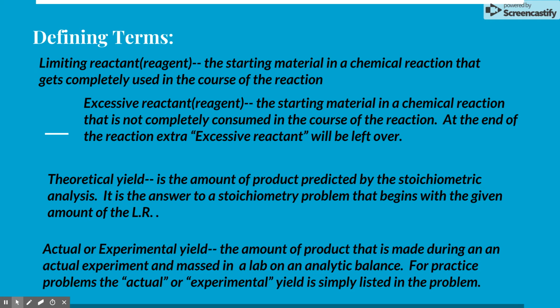The other term that I'm going to define for you here is actual or experimental yield. Those two terms are synonymous, actual or experimental. That's simply an amount of product that's made during an actual experiment that's massed in a lab on an analytic balance. For problems that we're going to do with stoichiometry on paper, I will use the term actual or experimental and list a mass for you in the question that represents the actual or experimental yield.